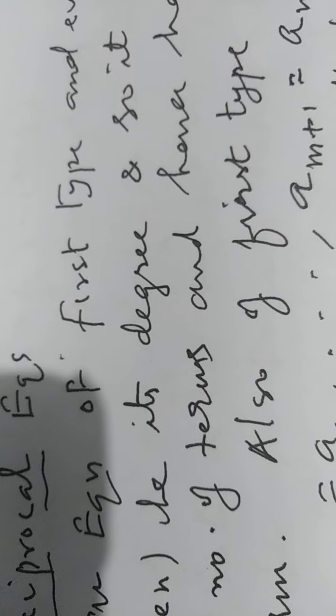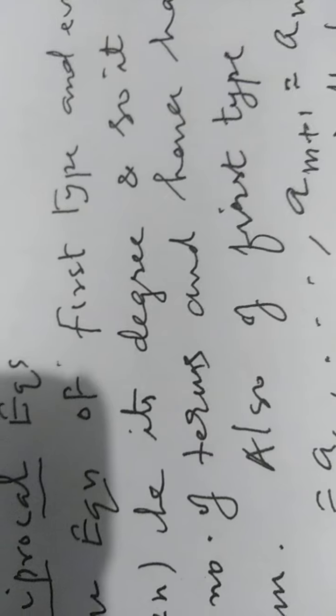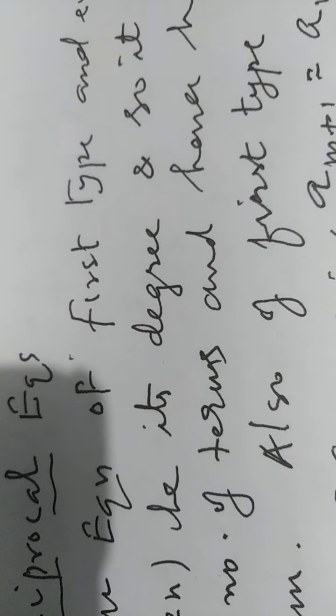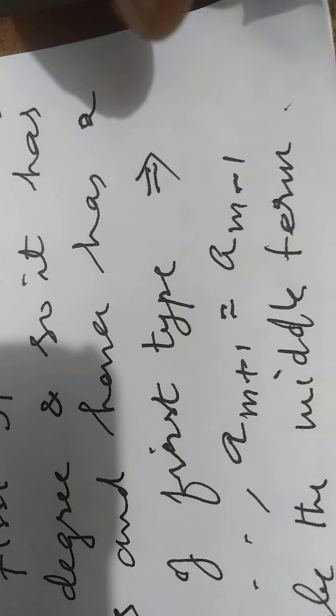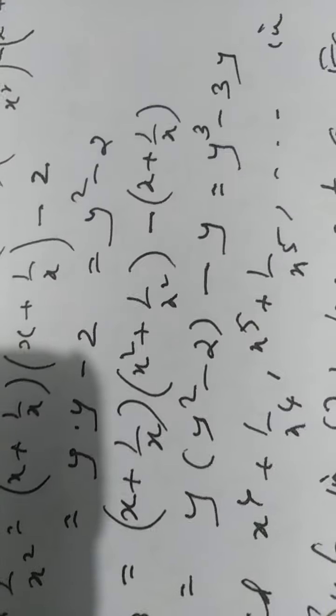That is, 2m plus 1 terms means we have first m terms, then a middle term, and after that also m terms. Okay, so that is a total of 2m plus 1 terms. See the equation. First m terms starting at a0, a1, etc., a m minus 1. These are the first m terms, and this is a middle term.